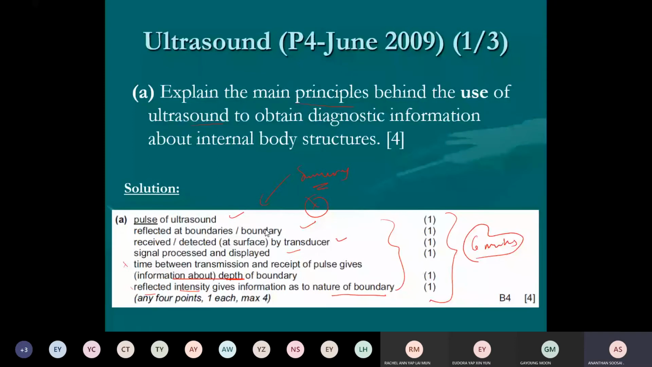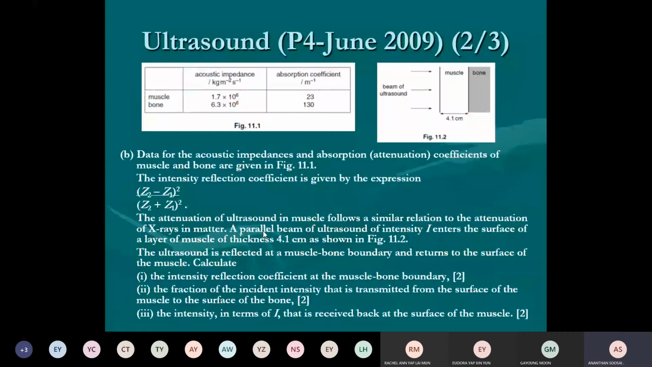Okay, so let's go to the difficult one. The difficult one is, as I said, the penetration. Okay, class, let's do it together. Look at this question. Let's try this question. 1 minute for you. This is a past year paper 4, June 2009, question 2 or 3 of the paper.